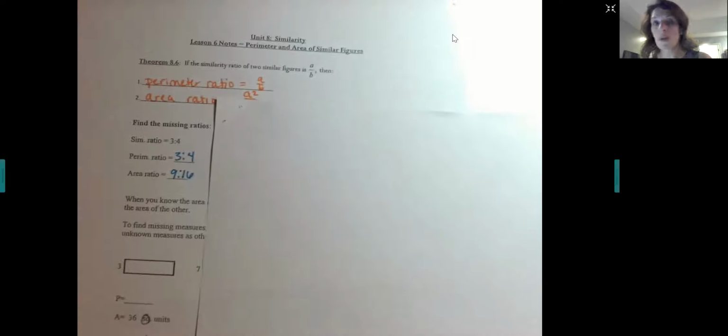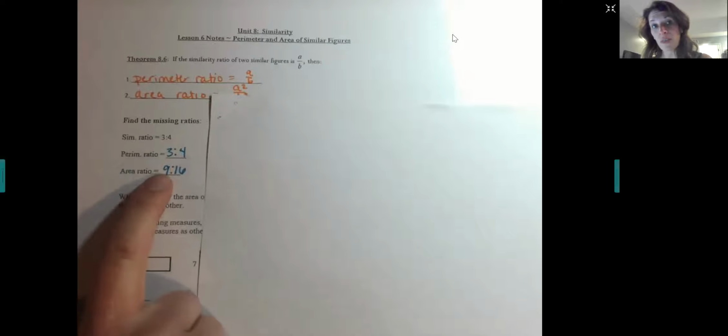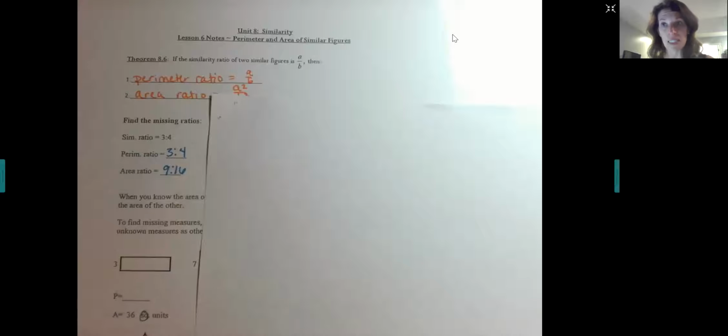Then what we're going to look at next is we are going to find the missing ratios. The first one, fairly easy for us. It gives us our similarity ratio. Now we know our similarity ratio and our perimeter ratio are the same. So that's nice and easy. And we know how to find our area ratio because we're going to square our perimeter ratio. So we are doing that. And we square 3 to get 9. We square 4 to get 16.